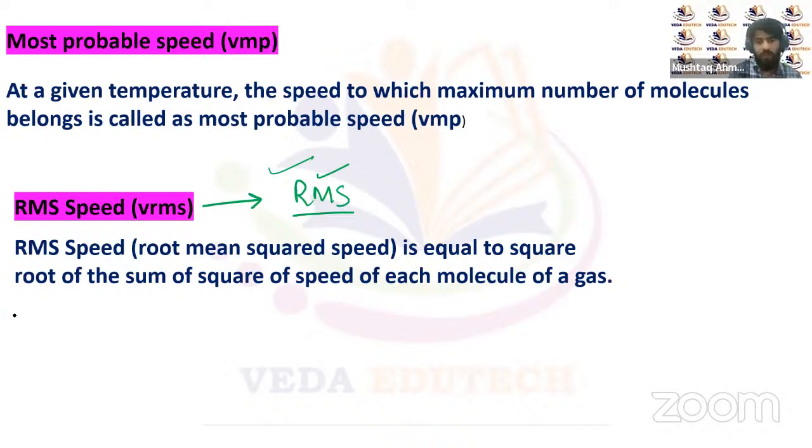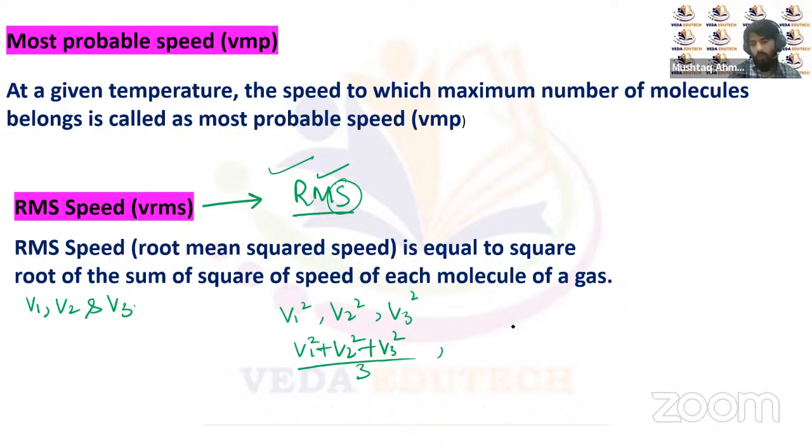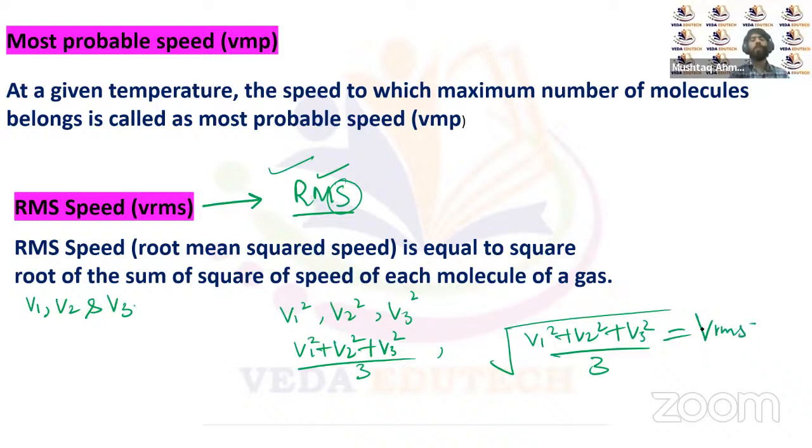Let's suppose we have three gas particles with speeds V1, V2, and V3. We have to define their RMS. First we square their speeds: V1 square, V2 square, V3 square. Then take the mean, which will be V1 square plus V2 square plus V3 square, upon 3. Then taking the root of this mean square speed, that is the square root of (V1 square plus V2 square plus V3 square) upon 3. That's what we call VRMS, the root mean square speed of a gas.